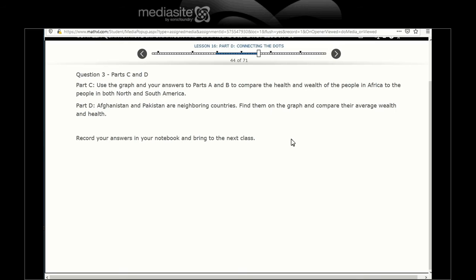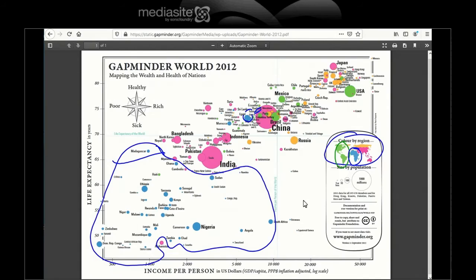Okay, use the graph and use your answer A and B. Compare the health and wealth of the people in Africa to people in both the United States, North and South America. Part D, Afghanistan, Pakistan, neighboring countries. Okay, we'll do the one I can do next. I kind of already looked at that one.